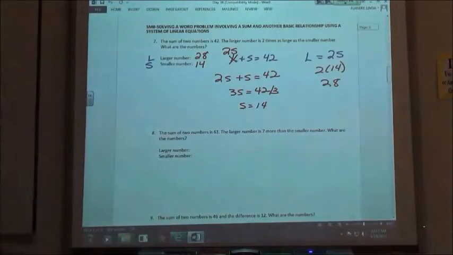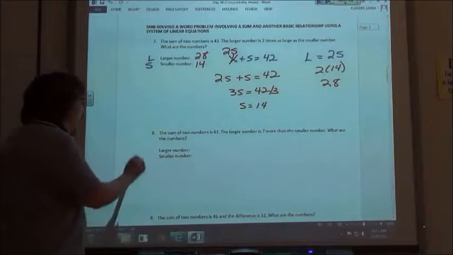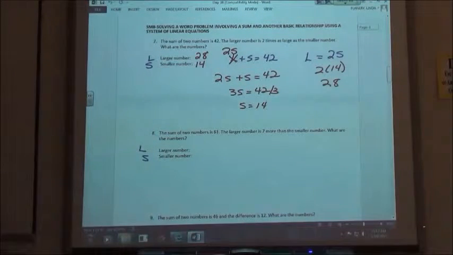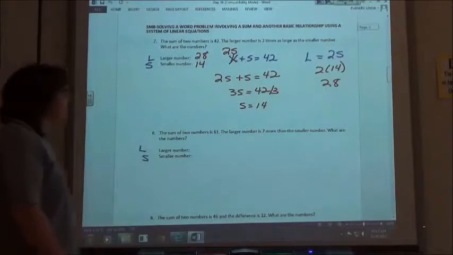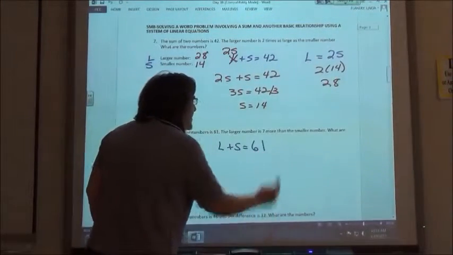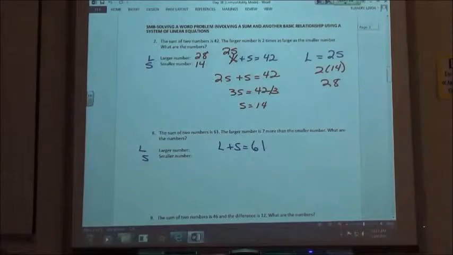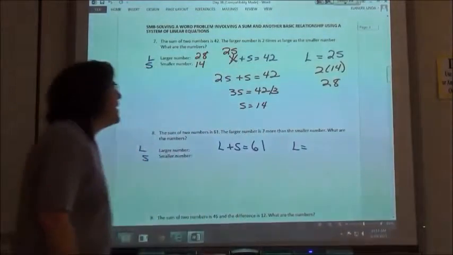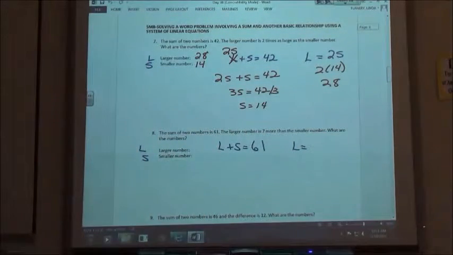Number 8 says the sum of two numbers is 61. The larger number is 7 more than the smaller number. What are the numbers? Again, I'm going to use L for the large one and S for the small one. The sum of my two numbers is 61. The large one plus the small one is 61. The larger number, L, is equal to, the larger number is 7 more than the smaller number.